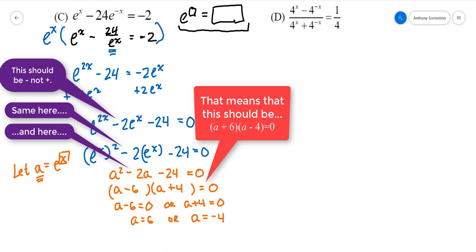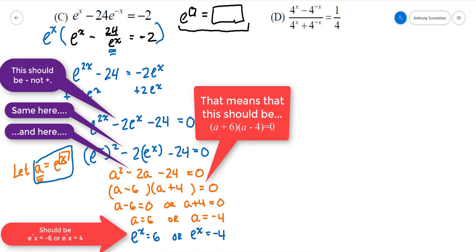But again, I got answers for a. We're not looking for a, we're looking for x. a was something we put into the problem to help us do some work with it, but it's not the answer. So I've got to get the x back, and so I'm just going to go back and use this again and say, well, a is e to the x, so e to the x equals 6, or e to the x equals -4. The second one, I can automatically, right now, eliminate. e is a positive number. I cannot raise it to an exponent and get a negative.